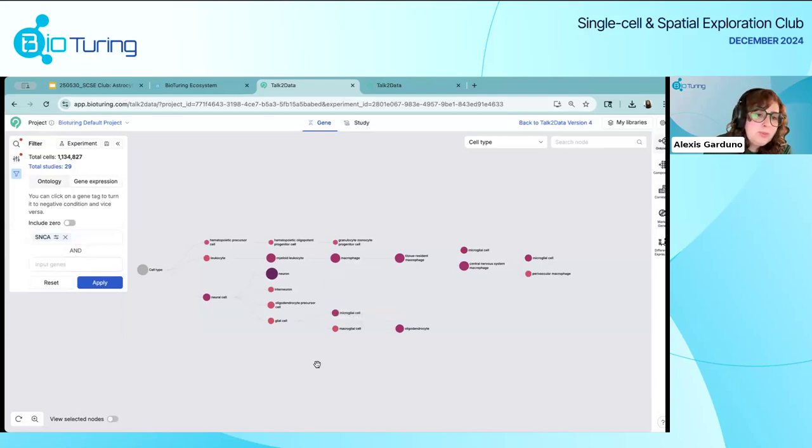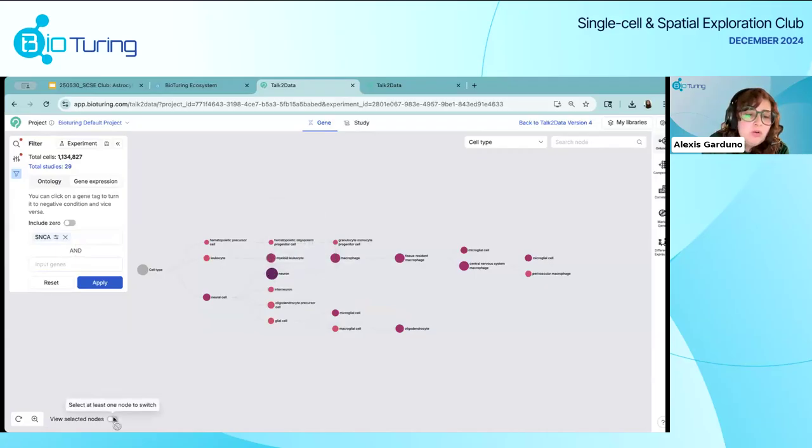So what we can see just by looking at Parkinson's disease across these different studies that express this particular gene is that there are specific cell types that are shown more heavily. So what are the results that we're able to see by looking at the different cell types or different tissues? We can see that neurons show the highest expression.